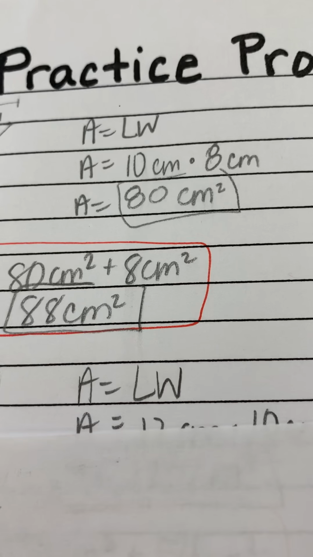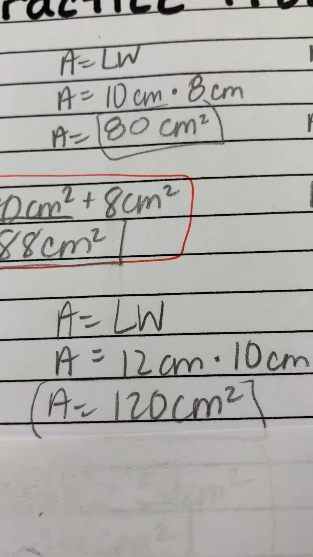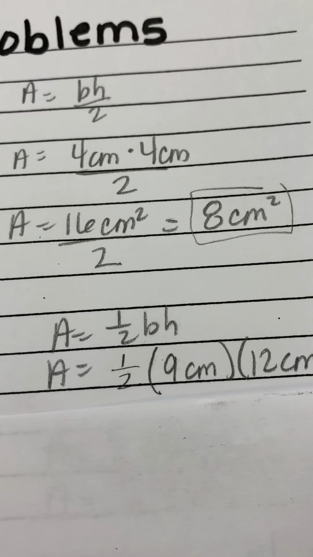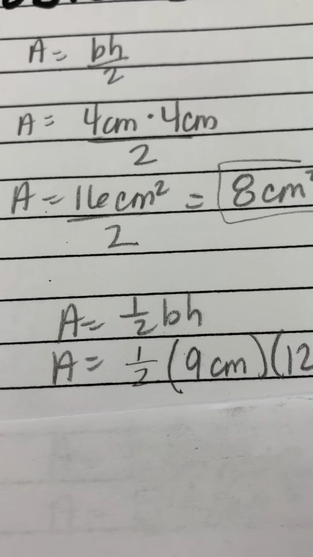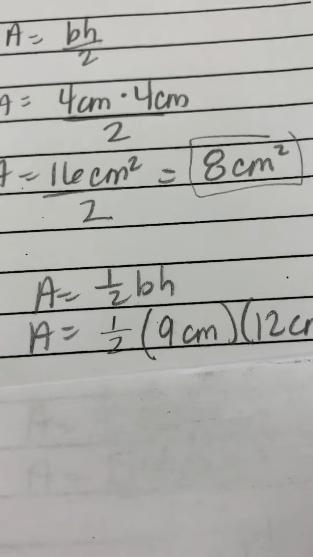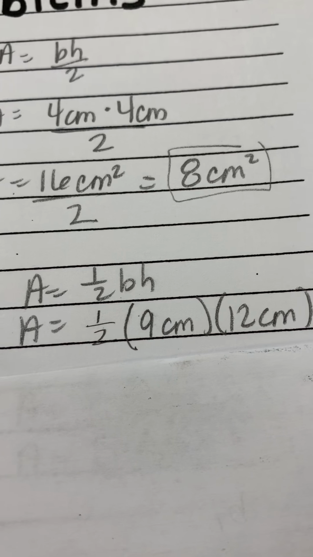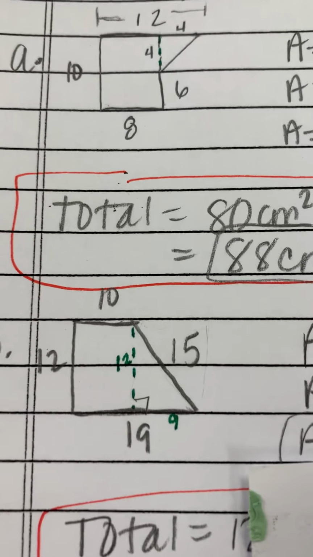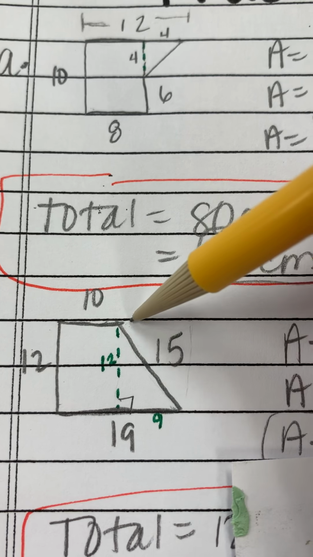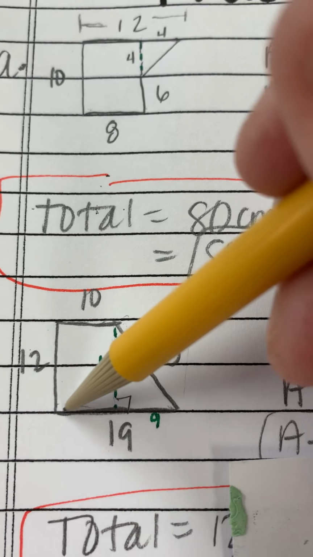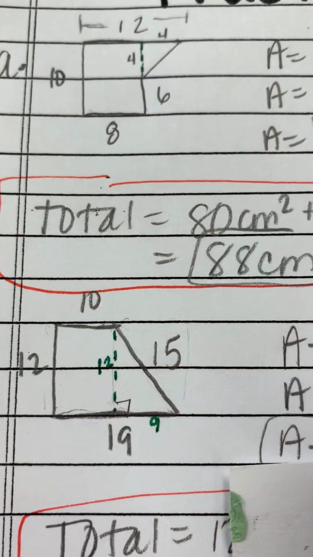Length times width for the rectangle, I get 12 times 10 and 120 centimeters squared. And then for the triangle, area equals, I did 1/2 base times height that time, but it's the same as base times height over 2, same formula. Area equals, you plug in the 9 and the 12. Okay, and you might be wondering, where did I get the 9? I come back over here. I know from here to here is 10, and from here to here is 19. So if I turn this into a rectangle, that would be 10, and this would be 9. And I knew that was 12 because it's parallel to this side, okay?